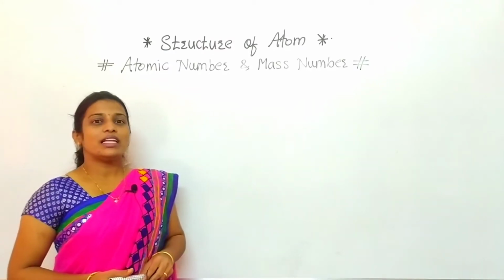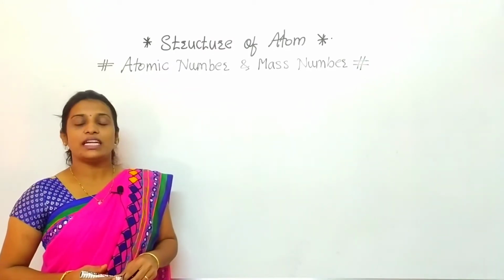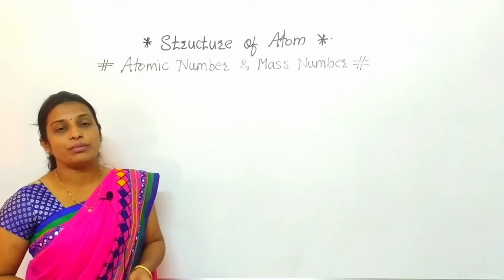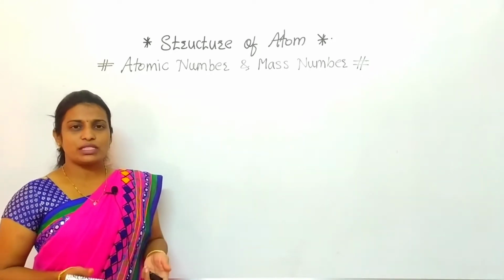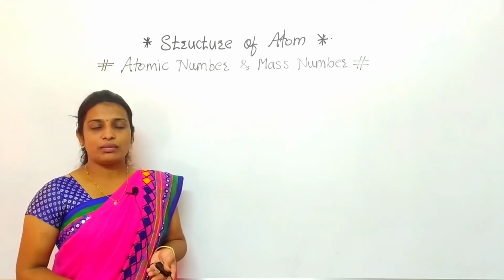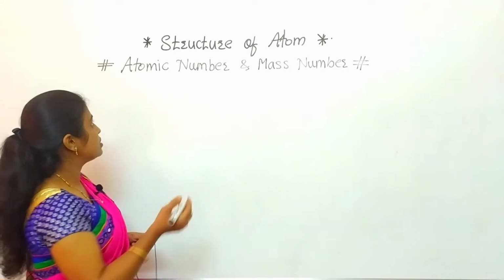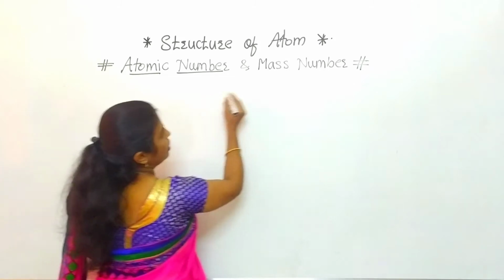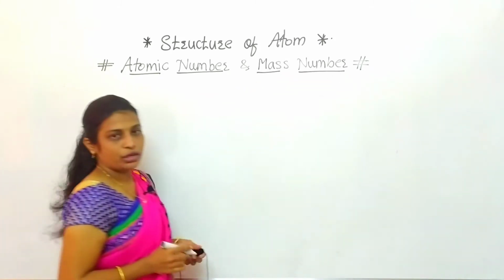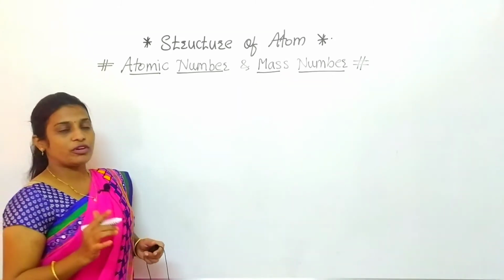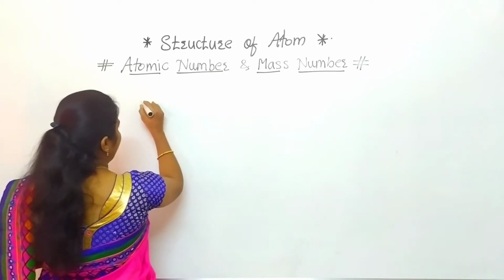Hello everyone. Now we are going to discuss one point in the structure of atom, that is the atomic number and mass number. As we have seen what is meant by atom and what is present in the atom, now we are going to discuss what is meant by atomic number and mass number. For that, firstly we will discuss the atom.